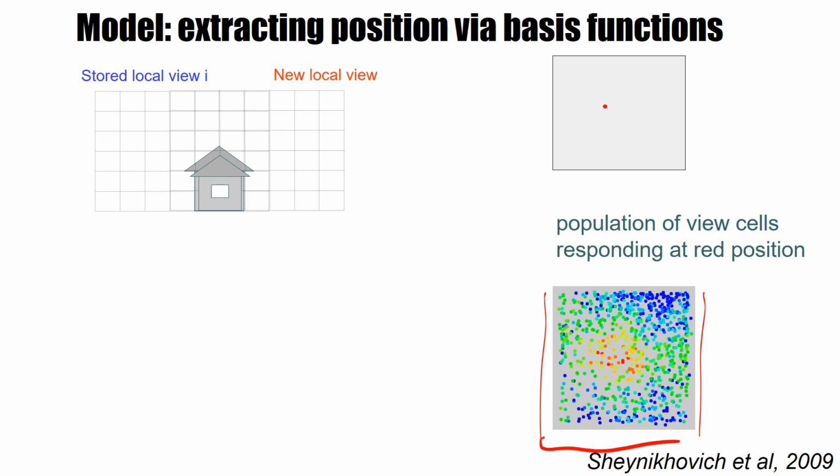Now we have stored thousands of different views. The robot is at this location here, and now you see that a view cell that was stored in this region up here in the upper right hand corner of the arena does not respond. Blue means no response, whereas view cells that are close to the current location of the robot do respond. They respond after rotating the view, after matching the view by the procedure I described.